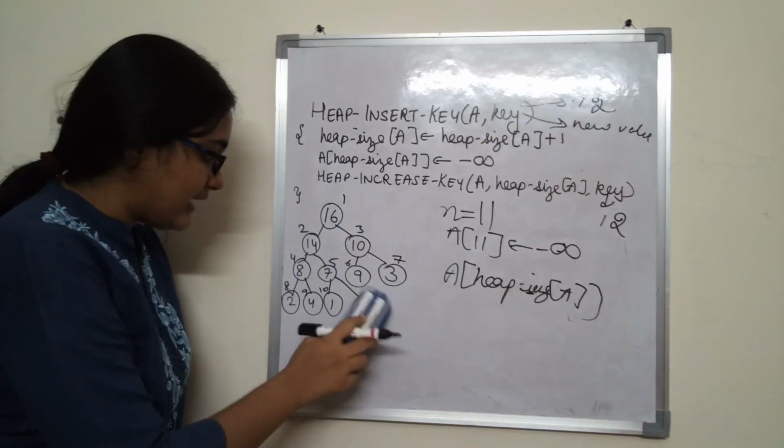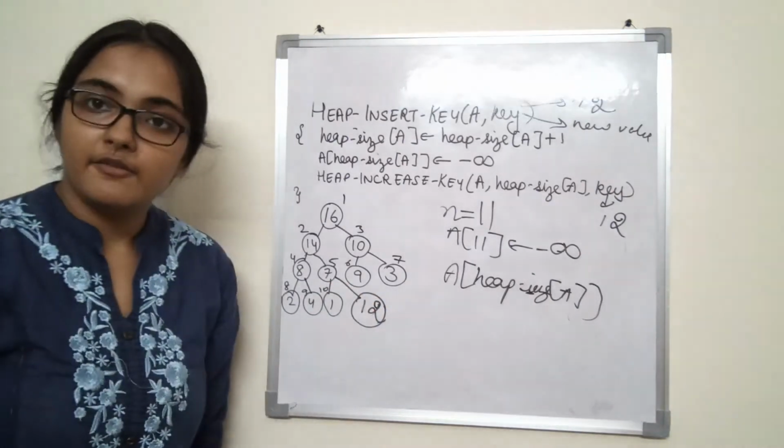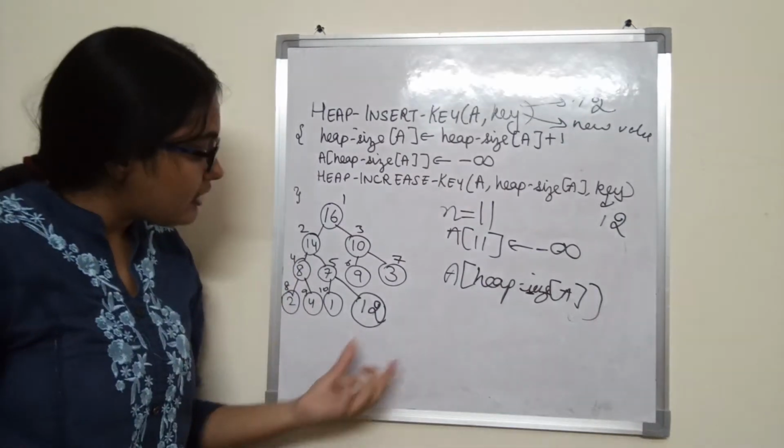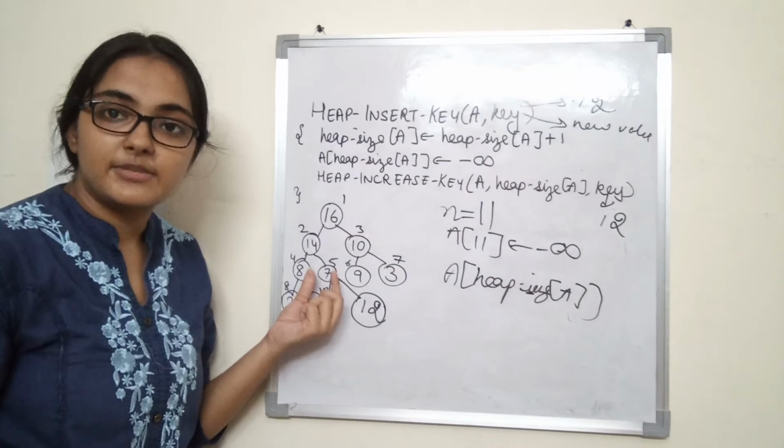So when it is 12, what happens is now the value of this node has become greater than the value of its parent. What is the value of its parent? 7.